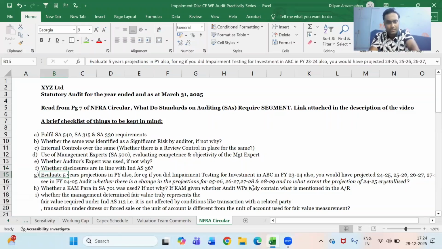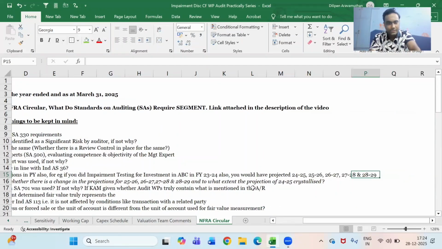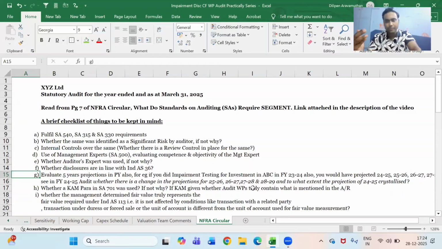Next, evaluate 5 years projections in previous year also. For example, what they are saying is, let's say in financial year 23-24 also, if you had done impairment testing, you would have done the projections for 24-25, 25-26, 26-27, 27-28, and 28-29, right? So what they're saying is, when you come to financial year 24-25, whatever you have projected in 23-24 for 24-25, compare that with the current year, whether that is happening to an extent or not.